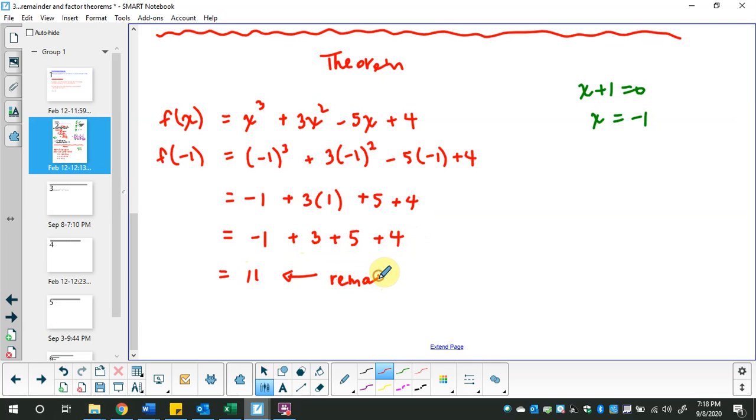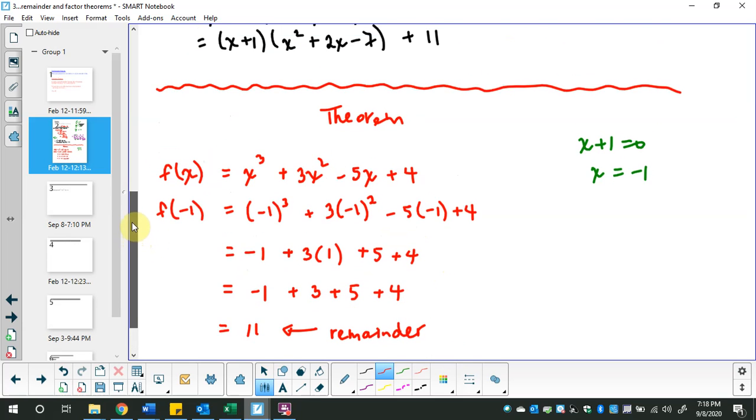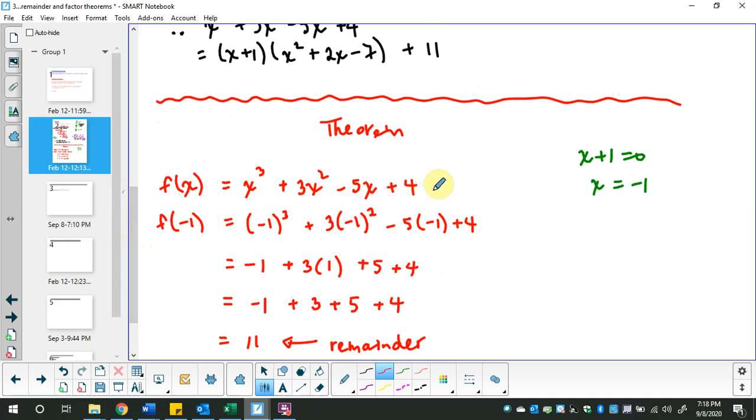That is the remainder when you take this polynomial and divide it by x plus 1. So if you want to know if something divides unevenly, you don't have to keep trying with synthetic or long division. You can just dump in a number and test it quickly. So I'm going to label this as the remainder theorem.